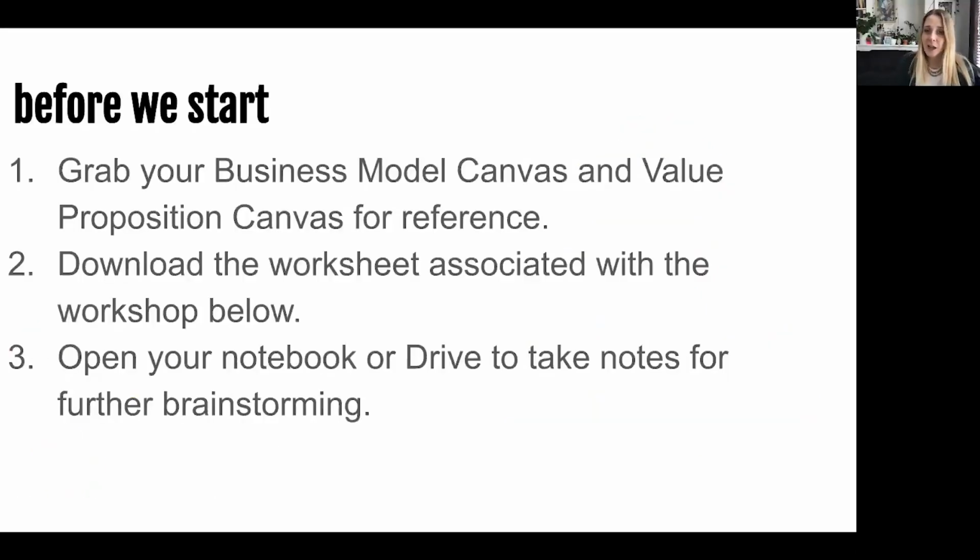We will get started, but make sure that you've grabbed your business model canvas and value proposition canvas so that you have those to reference. Download or save the worksheet associated with the workshop, and open your notebook or drive to take notes for further brainstorming. If you have started a Google Drive for your business, that's great, because the worksheet associated with this workshop is actually a Google Sheet that functions much like an Excel document. You can definitely download it as an Excel document, but it is a Google Sheet, so feel free to save that to your Google Drive.